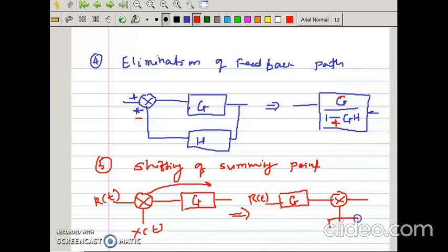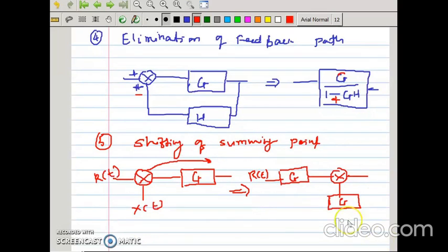We can shift the summing point after the block, but the changes are very much simple. We just add the block in the summing point like this. See, this summing point crosses this G block, and it is shifted after the G block. That's why that G block is added again in the summing point.